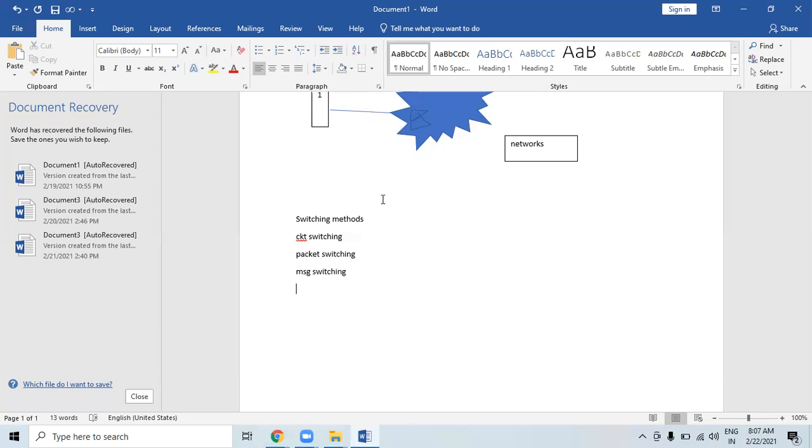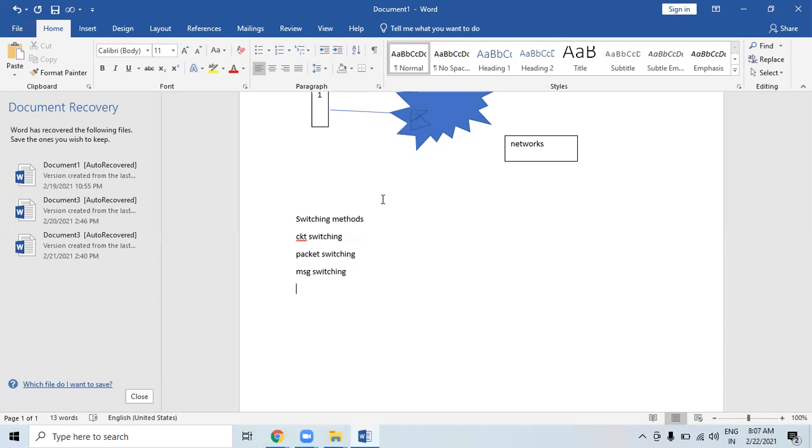All packets use the same path in circuit switching, but packets travel independently in packet switching. In circuit switching, the entire bandwidth is reserved in advance, while packet switching does not reserve. There is bandwidth wastage in circuit switching, but no bandwidth wastage in packet switching. There is no store and forward transmission in circuit switching, while packet switching supports store and forward transmission.